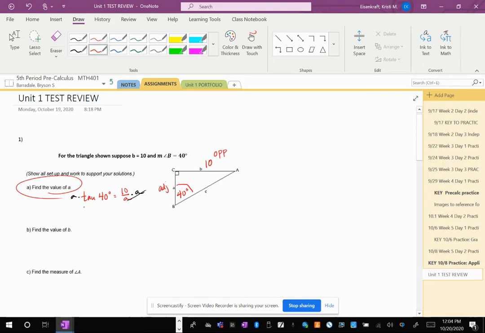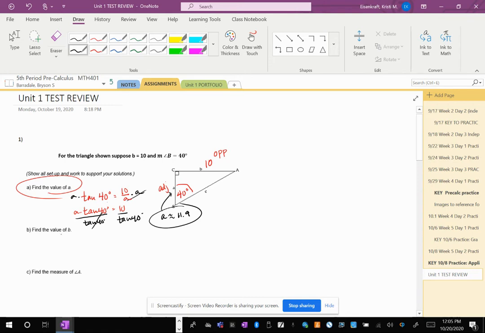So then we have A tangent of 40 equals 10. Then we're going to divide by tangent of 40. And grabbing a calculator, make sure you're in degrees. 10 divided by tangent of 40 is about 11.9. So A is about 11.9. And we can see right away this is not drawn to scale, but we don't worry about it.